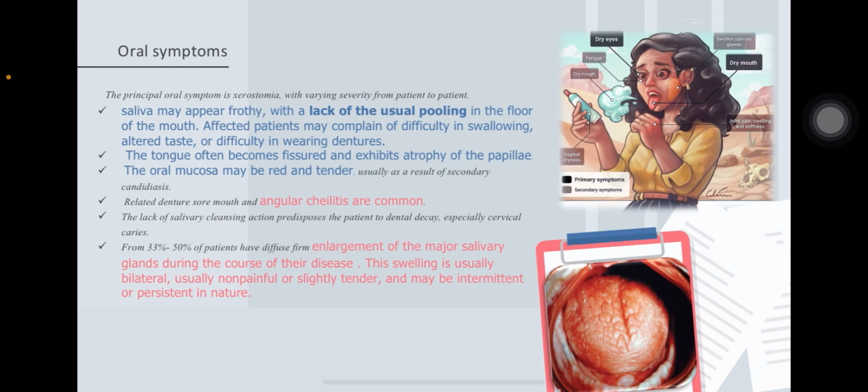From one third to one half of patients have a diffuse firm enlargement of the major salivary glands during the course of the disease. This swelling may be bilateral, and it is more often non-painful or slightly tender, and it may be intermittent or persistent in nature. The greater the severity of the disease, the greater the likelihood of this salivary enlargement.